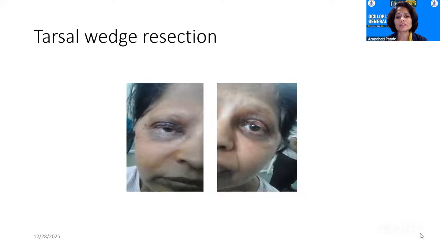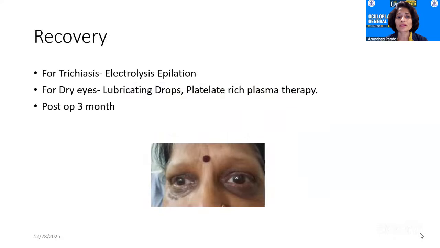So you can see post-operatively, she had a good lid approximation. And for trichiasis, electrolysis epilation done. For dry eyes, lubricating drops and platelet-rich plasma therapy given. And post-op, she took 3 months because of her irregular follow-ups, but she was perfectly all right after 3 months. So it is good news.